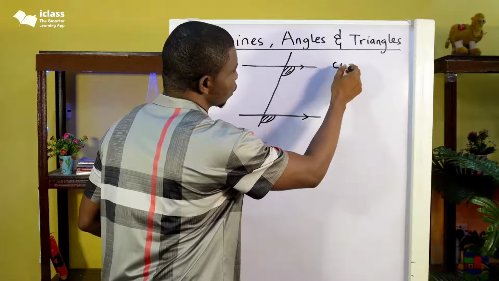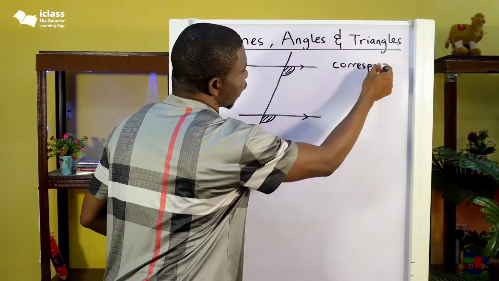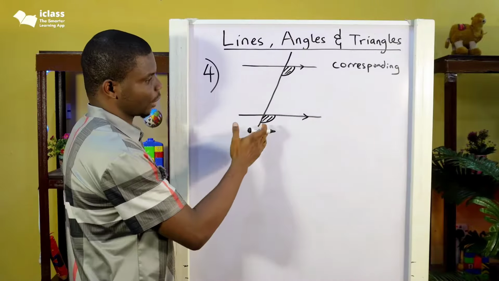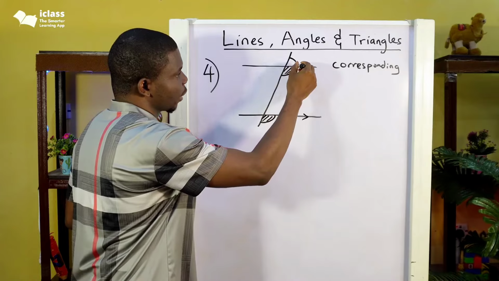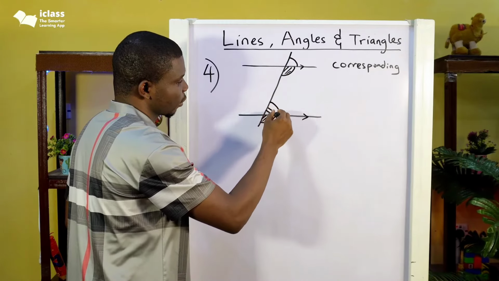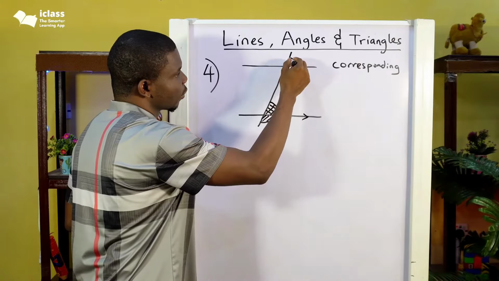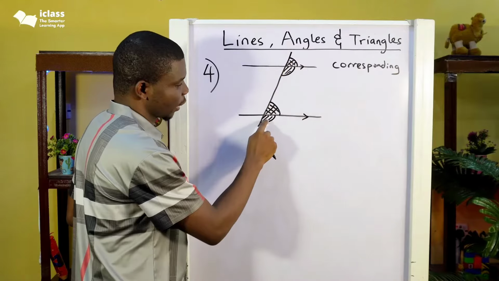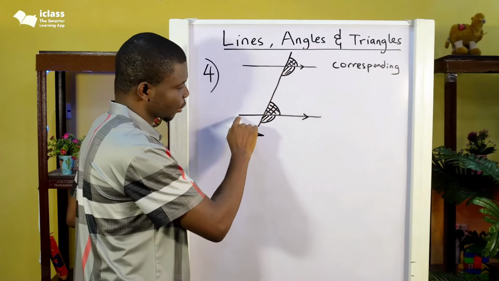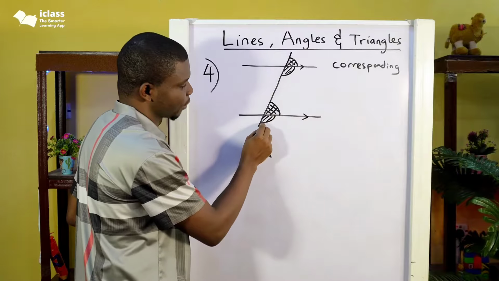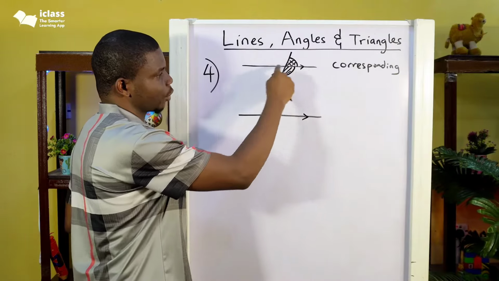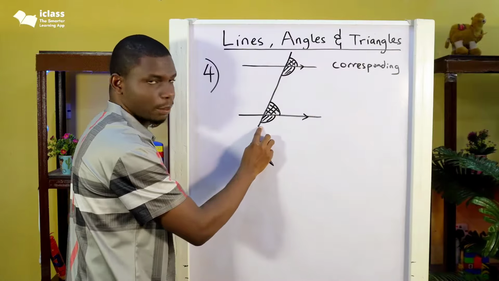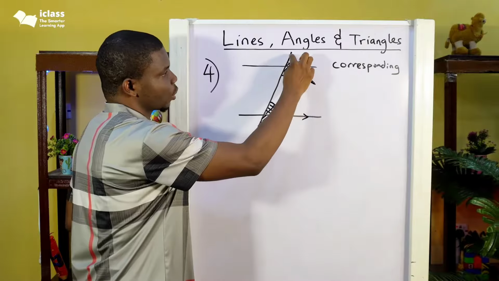So corresponding angles are equal. We can get another corresponding angles from this angle here and this angle here. They are also corresponding angles. So this one is equal to this, and then this one is equal to this. So you can see that the corresponding angles are on the same side of this parallel line. So this one at the bottom here corresponds with this one at the bottom. This one at the top corresponds with this one at the top.